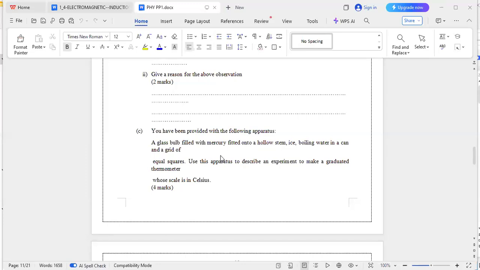Now this is step number 4. Use the grid provided to divide distance XY into 100 equal divisions. Then you conclude. Number 5, conclusion. Each division represents 1 degree Celsius.